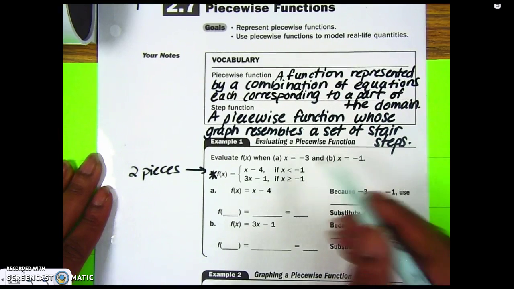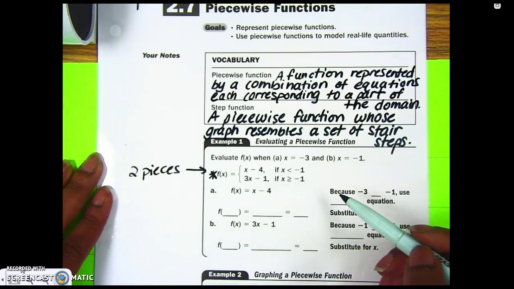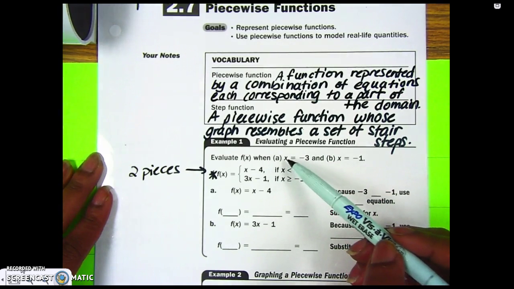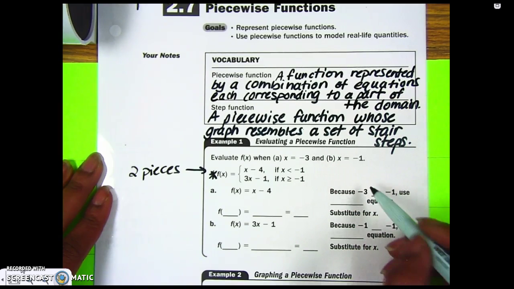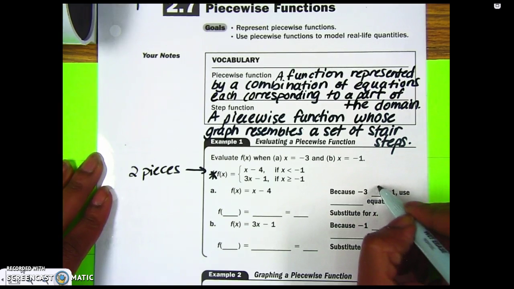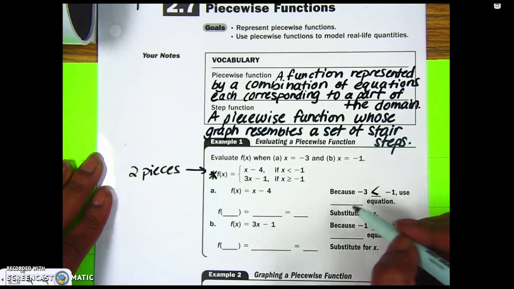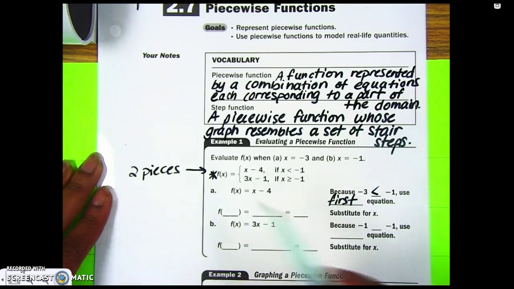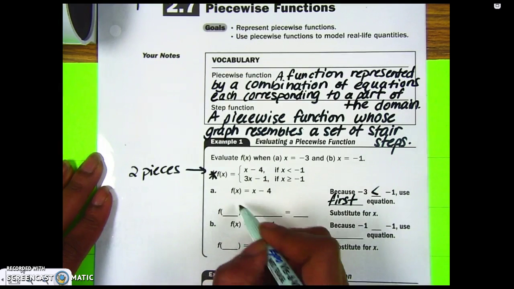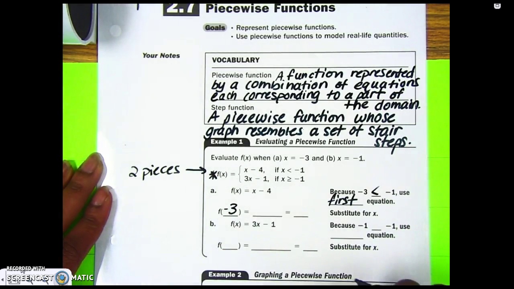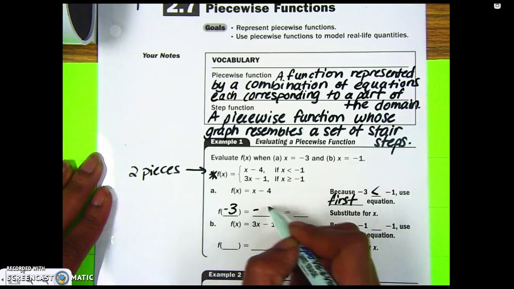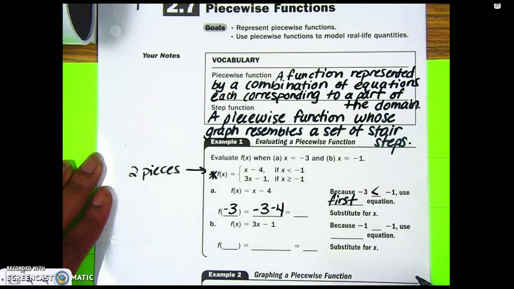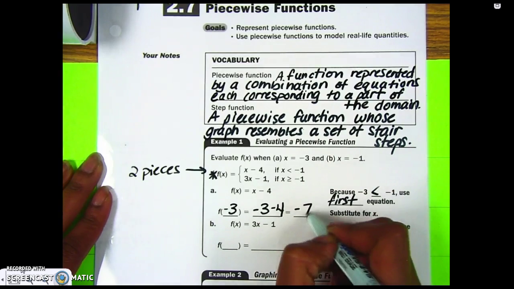So part A, f of x equals x minus 4. We have to evaluate for x equals -3. Because -3 is less than -1, we have to use the first equation, and that's x minus 4. So we're going to plug in -3 for x into the first equation, and that becomes -3 minus 4. And -3 minus 4 is -7.